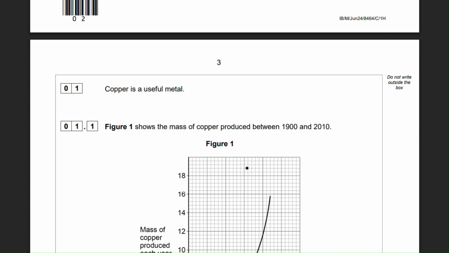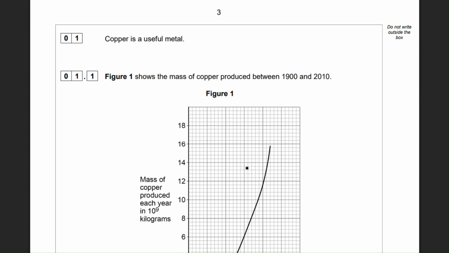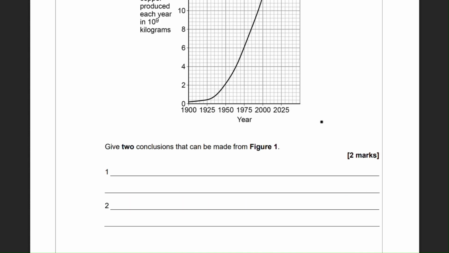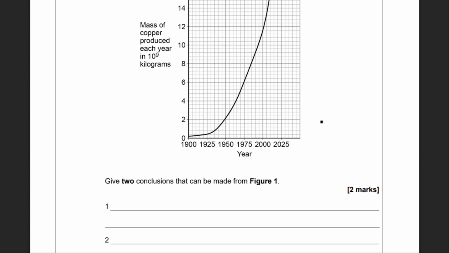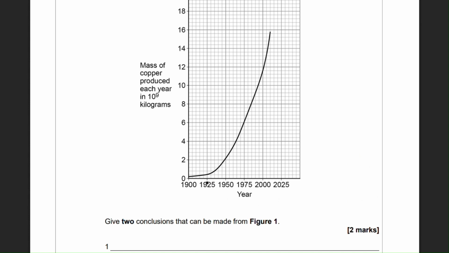Copper is a useful metal. Figure 1 shows the mass of copper produced between 1900 and 2010, and it says give 2 conclusions that can be made from figure 1. Now the most obvious conclusion, you can see the shape of the graph, it's going up. So that means something must be increasing. What is increasing? Just look at the axes. The mass of copper produced each year is increasing.